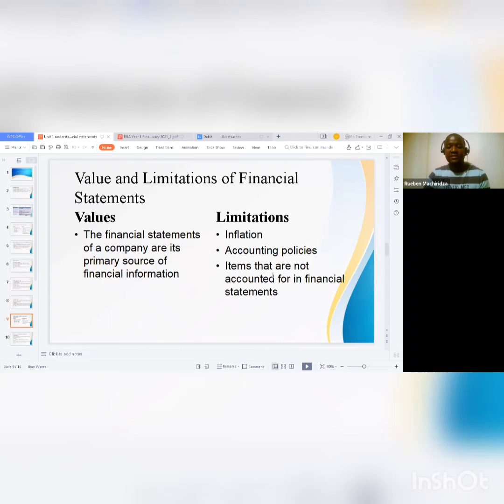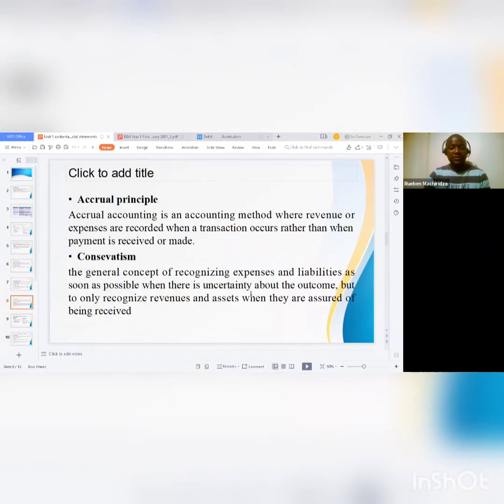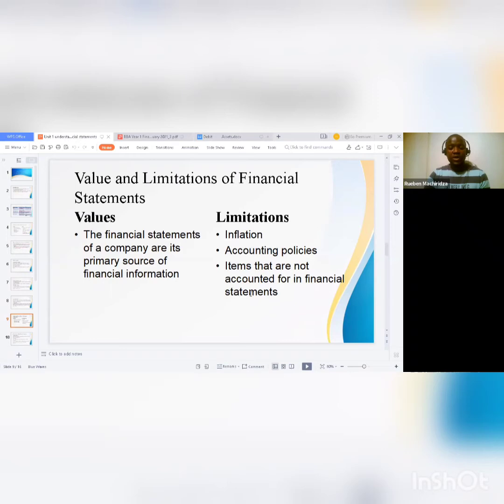And then the last limitation that I have is items that are not accounted for in financial statements. When we were doing the principles, we left one, which is the principle of materiality. The principle of materiality says that only those items that have an amount that is significant are to be recorded in the financial statement.